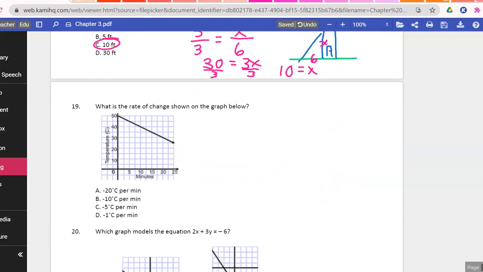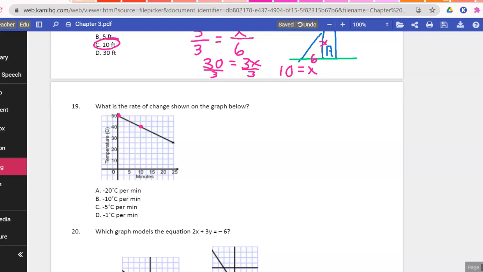19 asks you for the rate of change. So remember, rate of change is basically real life slope, so we're looking for the slope of this graph. This one you have to be careful with though, because you have to make sure you are paying close attention to the scale that you're given. So if you're looking for the rate of change, remember you're just looking for 2 points and you can find the rise over the run.